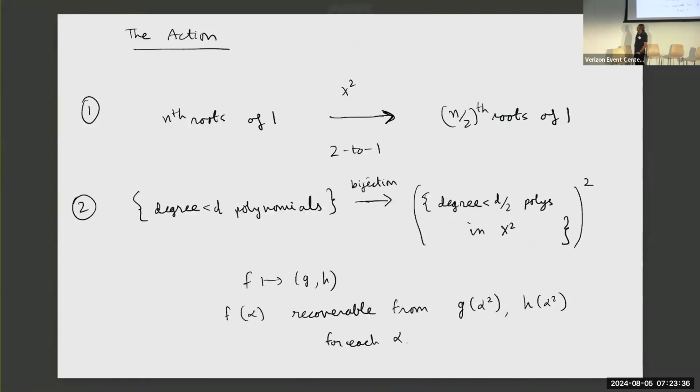You also need this bijection that takes polynomials of degree at most d and puts it in bijection with pairs of polynomials of degree at most d over 2. The odd parts and the even parts, where those polynomials of degree at most d over 2 you should view as evaluated on x squared, the very same map which gave you the 2-to-1 action up above. So lots of things were happening.